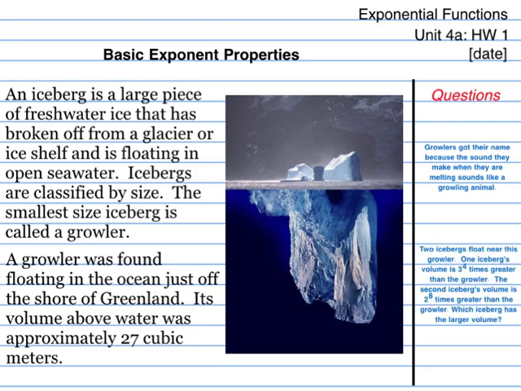Now, by the end of this lesson, you should be able to tell me if two icebergs float near this growler, one iceberg's volume is 3 to the 4th times greater than the growler. The second iceberg's volume is 2 to the 8th times greater than the growler. You should be able to tell me which iceberg has the larger volume.